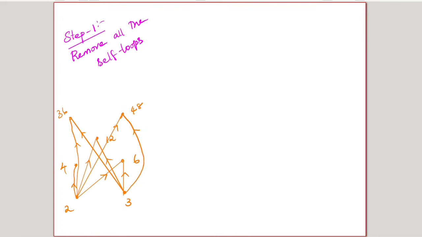And then starting with 4, 4 to 12, 4 to 36, 4 to 48. Starting with 6, 6 to 12, 6 to 36, 6 to 48. Starting with 12, 12 to 36 is there, 12 to 48 is also there. Then the 36 self loop we have removed, the 48 self loop we have removed.